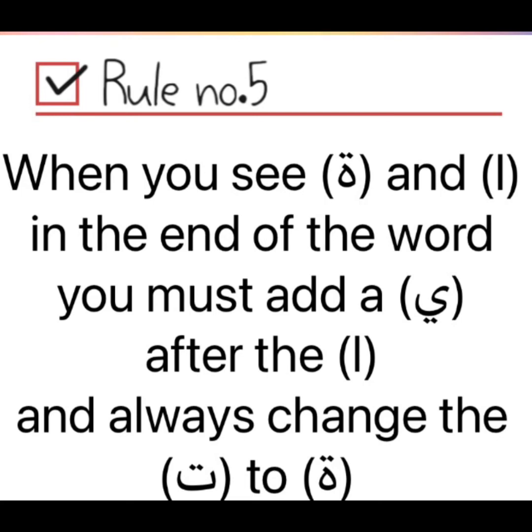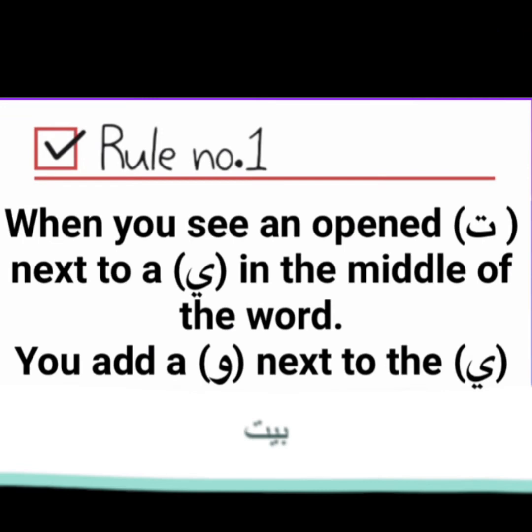You would always keep it as a ta مفتوحة. That is our last rule. Now we will go for examples and we will solve them one by one. So we did take the word home, which means منزل or بيت, but let's take the word بيت.